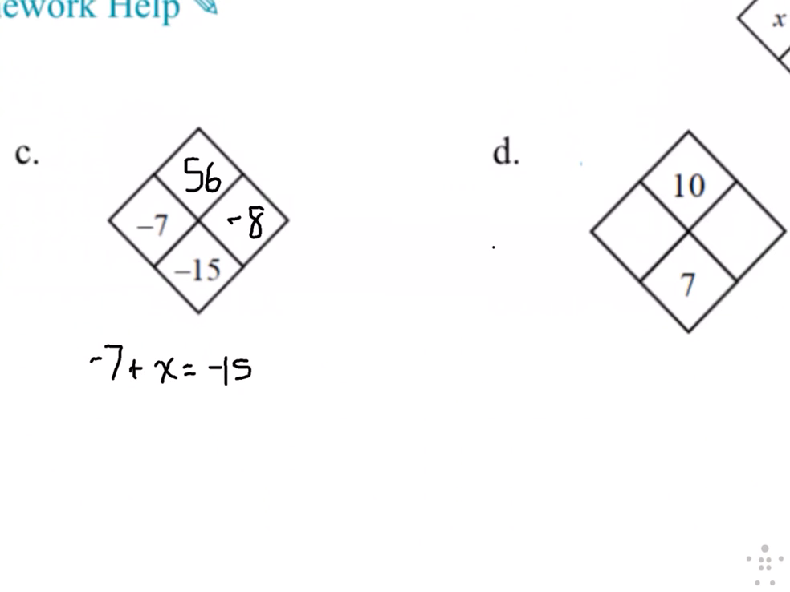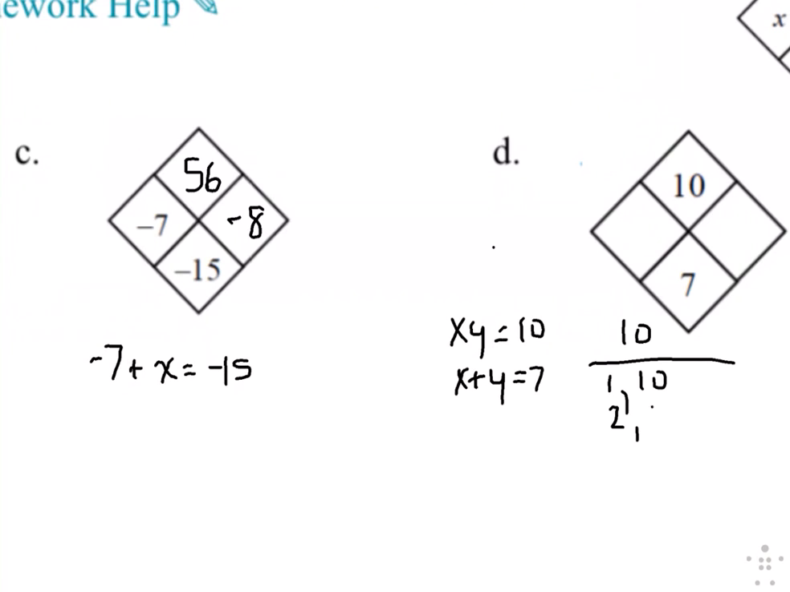Okay, for this one, again, we have what multiplied, xy equals 10, and then x plus y equals 7. So again, the factors of 10, I have 1 and 10. Added doesn't give me 7. I have 2 and 5. Added gives me 7, so I have 2 and 5 that I can fit in there.